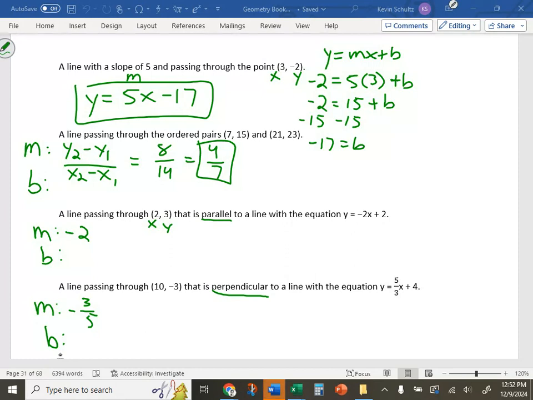The creative part is, how do I get to m? How do I get the slope? Once you get that, then it's just consistency. Plug it in, solve for b. Plug it in, solve for b. But the creativity comes in getting that slope.